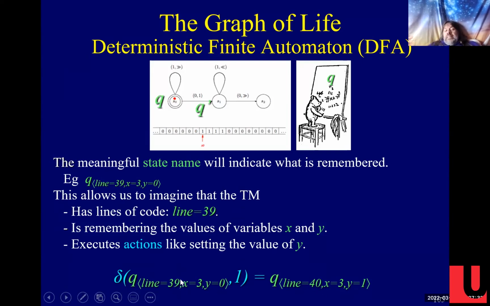And if I'm in this state where I'm in line 39, and line 39 says take this value here and read it into y. That's what line 39 of the code does. Then what state should I be in next? Well, I should move past line 39 into line 40, and I shouldn't change the value of x, and the value of y should take on the value of 1. Everybody kind of follow that?